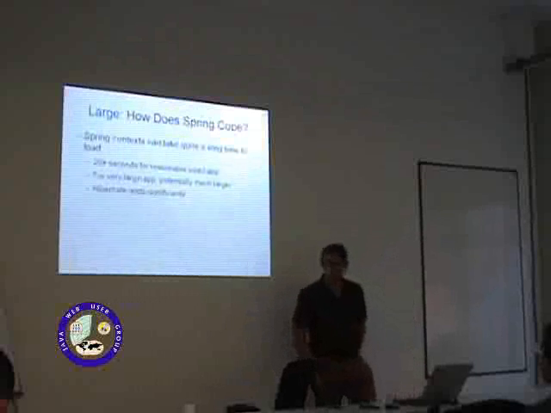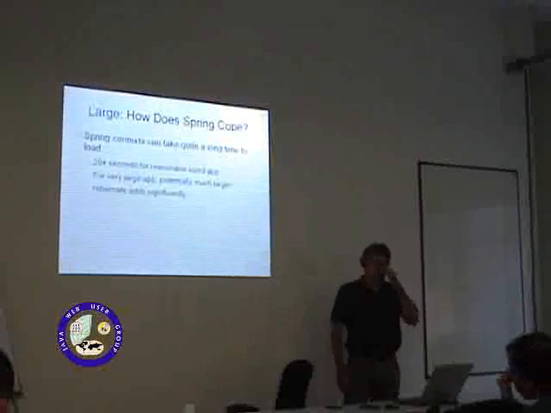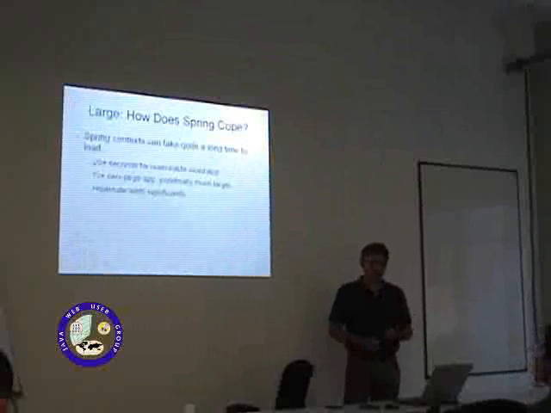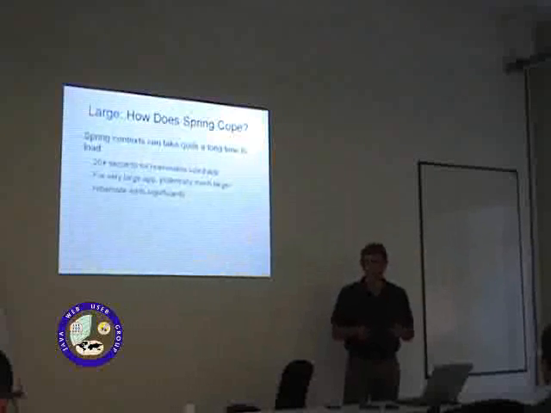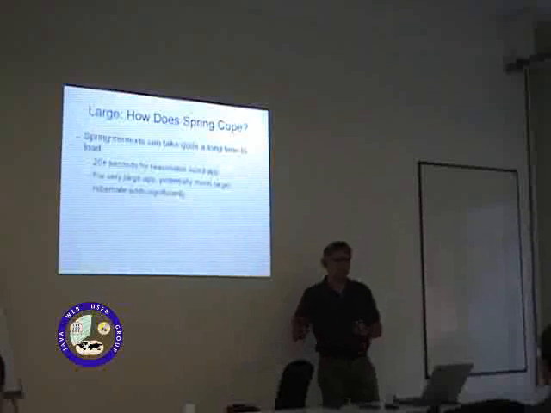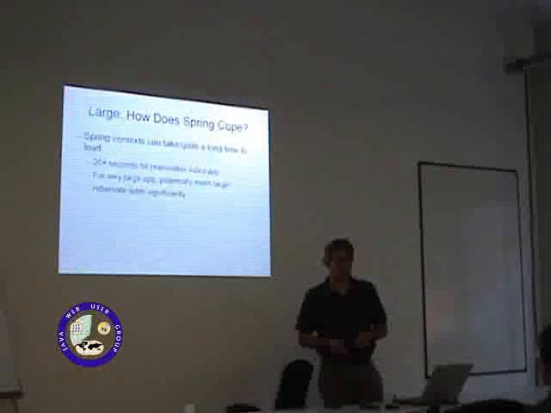So, okay, question: how does Spring cope? A Spring context can take quite a long time to load. I find that it generally takes perhaps about 20 seconds for a reasonably sized application on a decent PC. If you say maybe 30 tables or so running Hibernate, and you've got a whole bunch of business objects, it could take probably about 20 seconds.